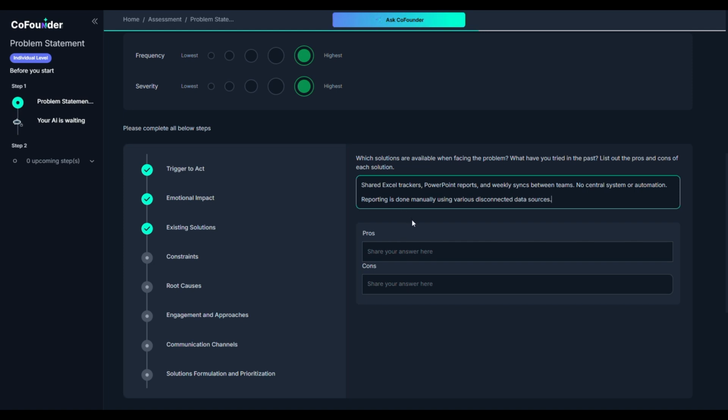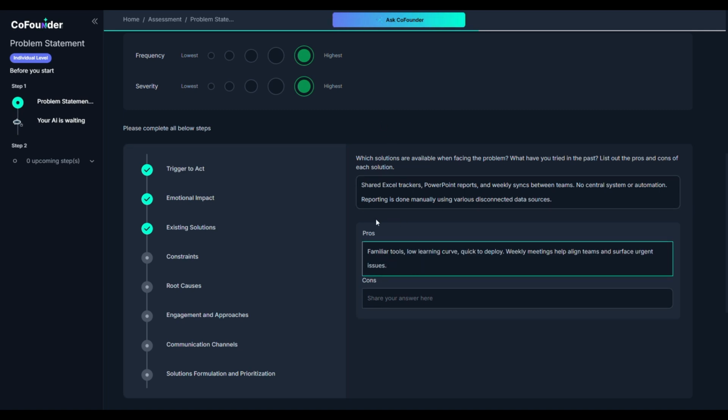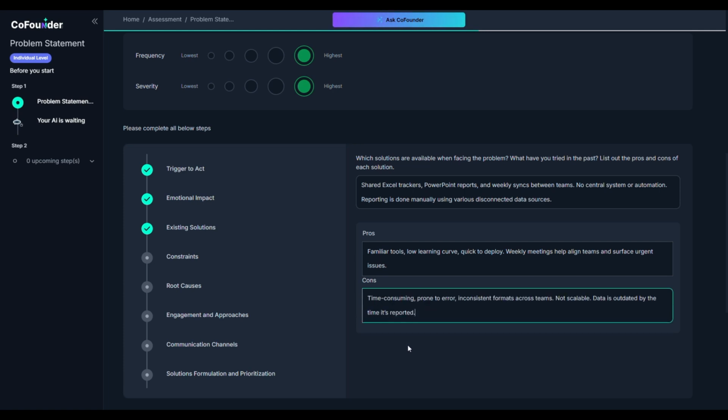Existing solutions? Shared Excel trackers. Weekly sync meetings. PowerPoint templates. It keeps us afloat, but it's slow, error-prone, and doesn't scale. Pros? They're easy to access. Everyone knows how to use Excel and PowerPoint. Templates give us some structure, and the weekly syncs at least force us to talk.